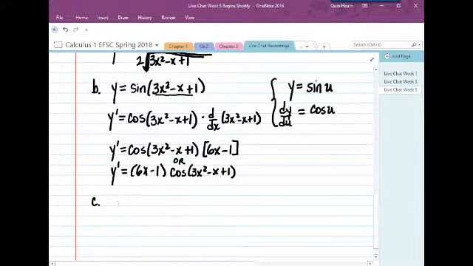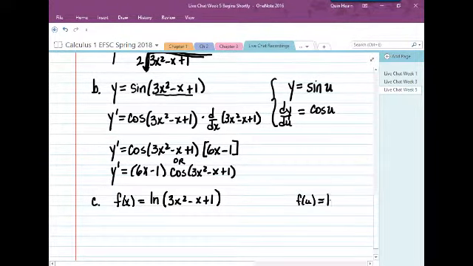So part C, what if we had f of x is equal to the natural log of 3x squared minus x plus 1? You can see this is a composition of functions. We have this polynomial function, 3x squared minus x plus 1, that's inside of a logarithmic function. And so that tells you it's going to be a chain rule. But what you need to do first is think, what if it had been f of u equals natural log of u? What would my rule have been then? Remember, the derivative of a natural log is 1 over the argument, 1 over u.